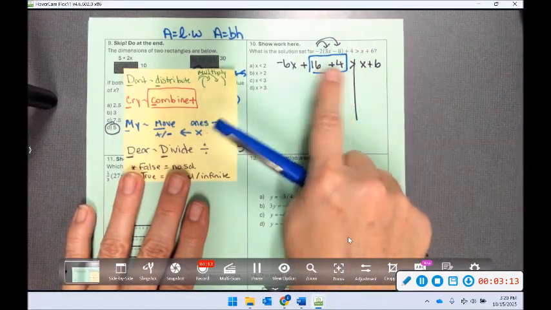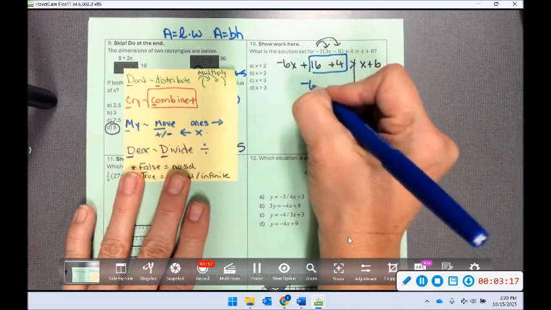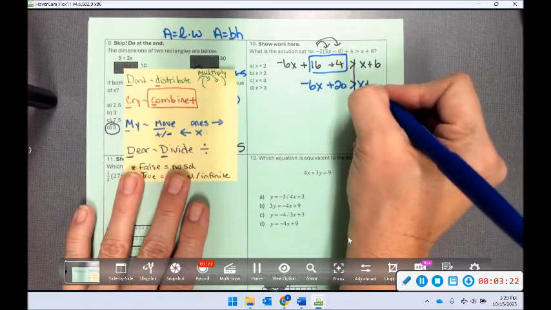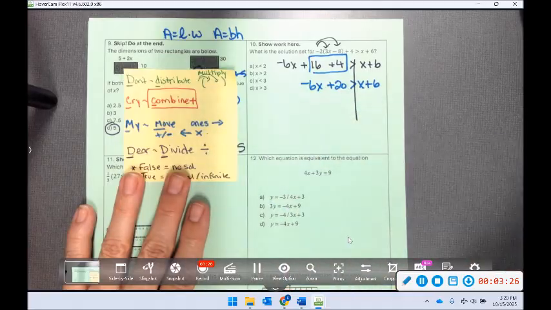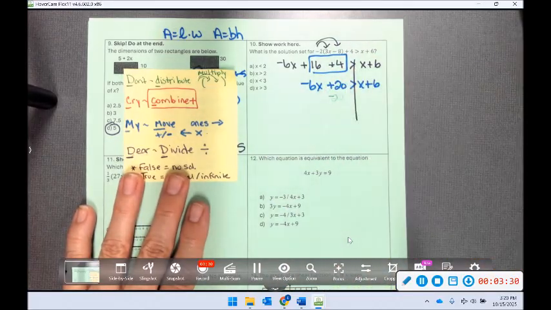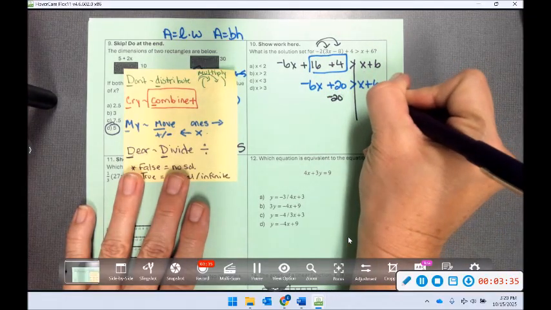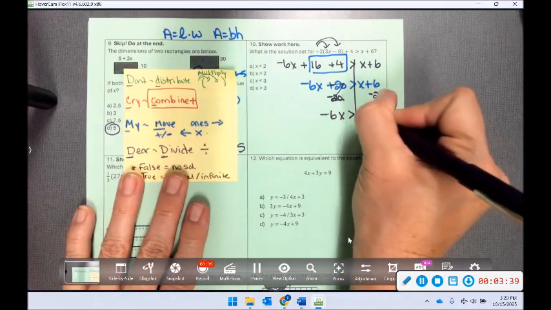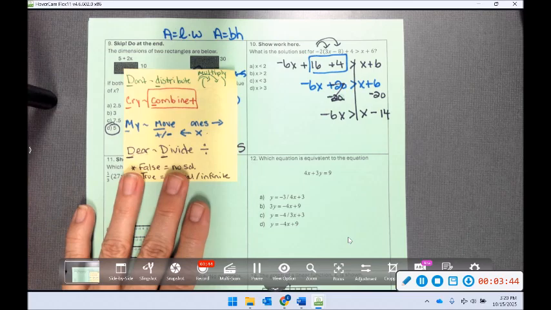These are both 1s, and neither one of them has an x. These are 16 1s and 14 1s. So negative 6x, and that adds up to 20. It's greater than x plus 6. Now I'm going to move the 1s to the right. So I'm going to minus 20. How do you get rid of a positive 20? By minusing 20. So minus 20, minus 20. These 0 out, so negative 6x is greater than x minus 14. 6 take away 20 is negative 14.